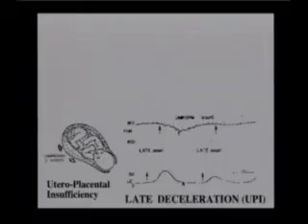This is called late deceleration, and this is an ominous sign. This is usually due to uteroplacental insufficiency. So we've got compression of the placenta, compression of the blood vessels. Late deceleration is caused by uteroplacental insufficiency and is bad.